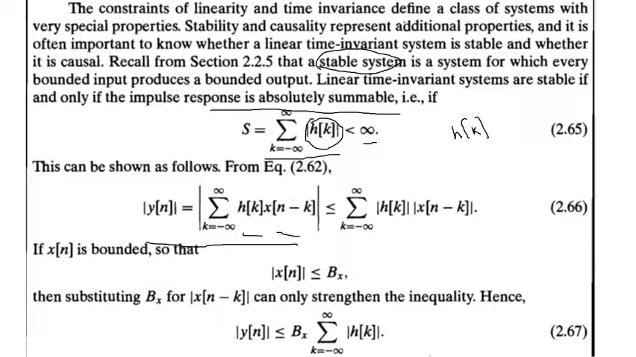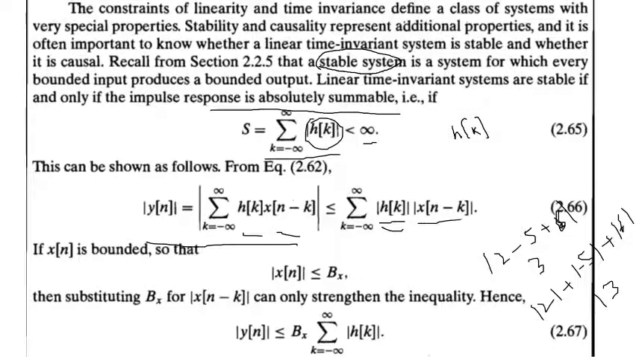If I take the mod on the whole sum, for example 6 plus 2 is 8, 8 minus 5 is 3, the output will be 3. However, if I take individual mods, 5 plus 6 is 11, plus 2 is 13. So obviously 3 is less than 13, so here we have distributed the magnitude, the absolute value, on h of k and x of n minus k.